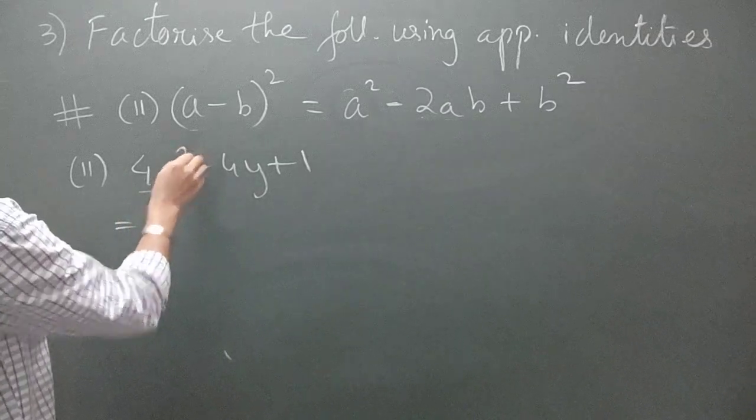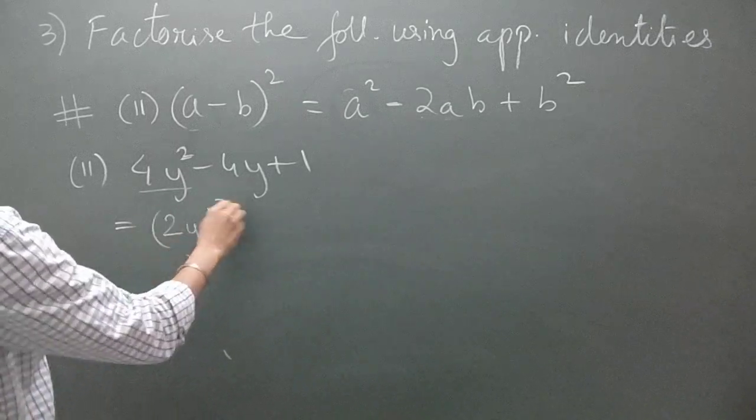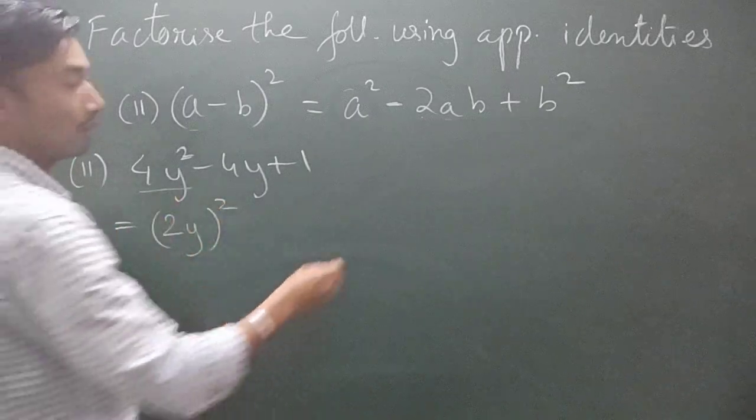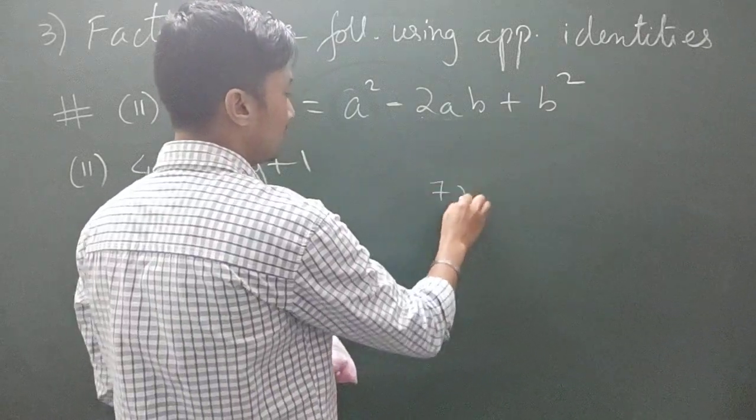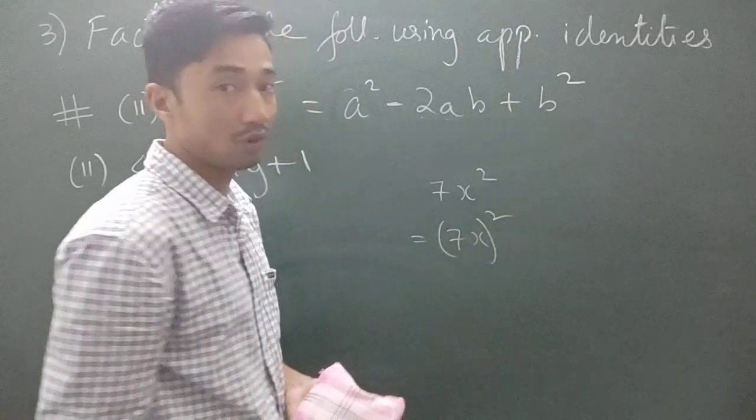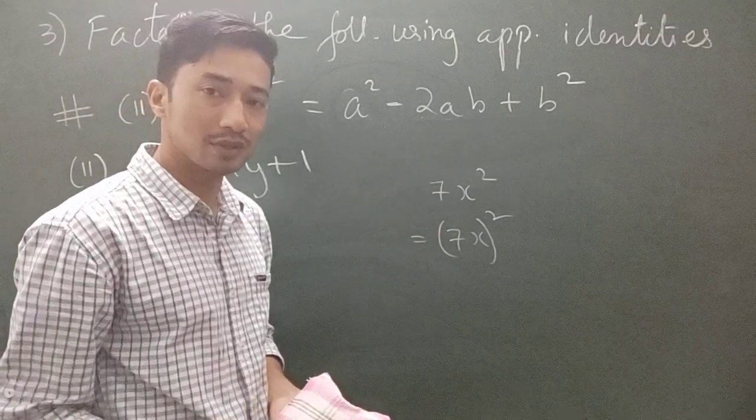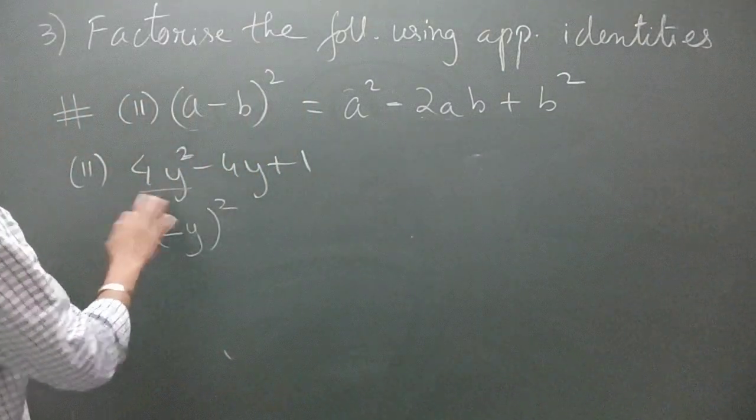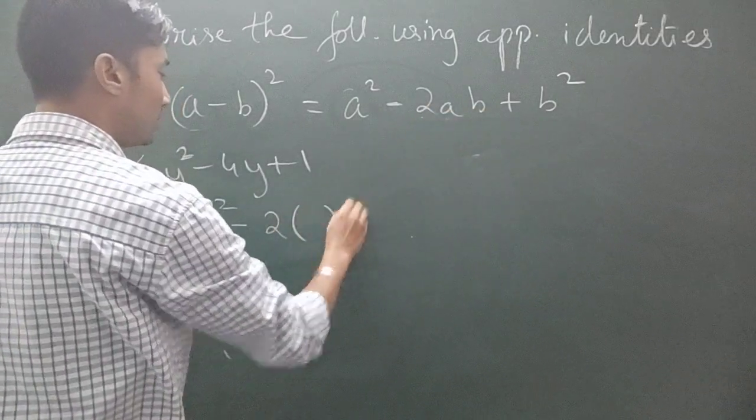4y squared, a perfect square. So 4y squared can be written as (2y) whole square, because 2 squared is 4 and y squared is y squared. For example, 7x squared, definitely I can write it as (root 7 x) whole square. So maybe in this kind of problems we'll have to think and find some other ways to do it. But this one we can write as (2y) whole square minus, it should be 2 into a into b. A and b we still haven't decided.